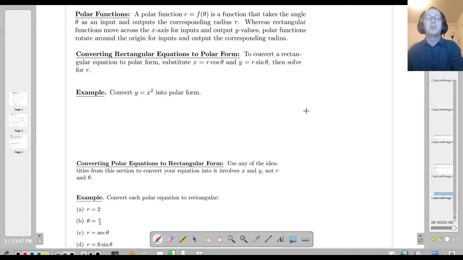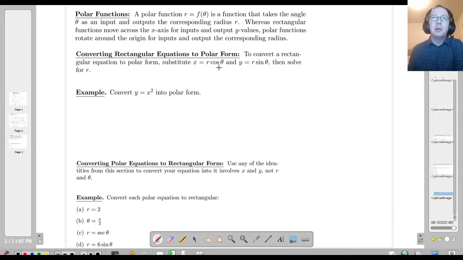In this video, we'll learn about polar functions. So the idea of a polar function is that your input is going to be an angle, and your output is going to be the corresponding radius. Just like a rectangular function would take x as the input and give y as the output, same idea, just take an angle as input, and this time we'll give a radius as an output.